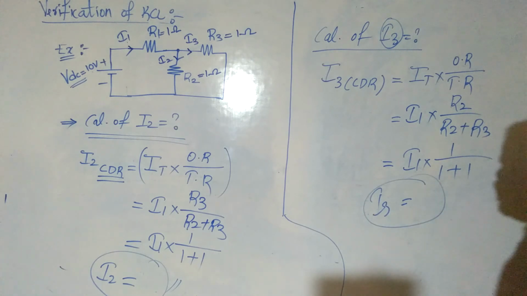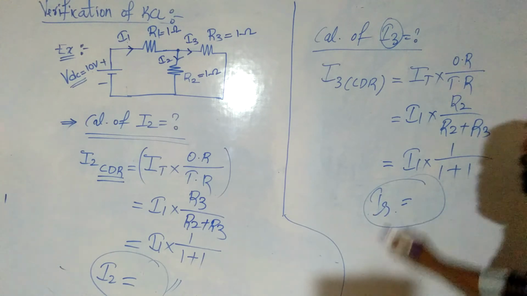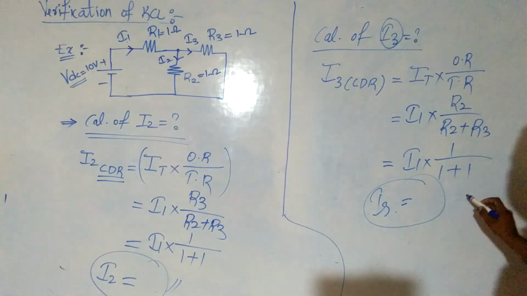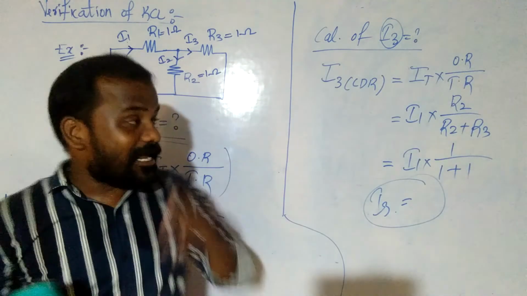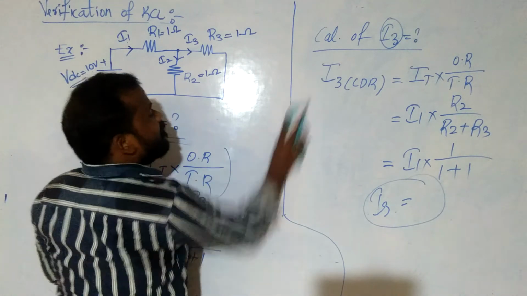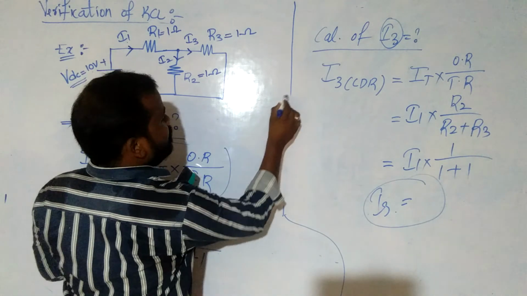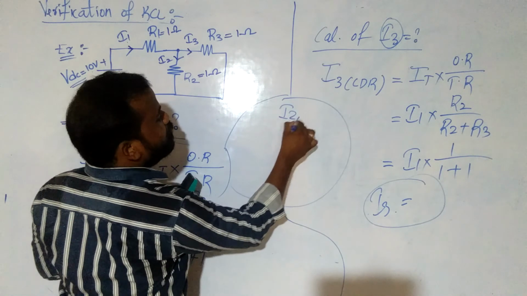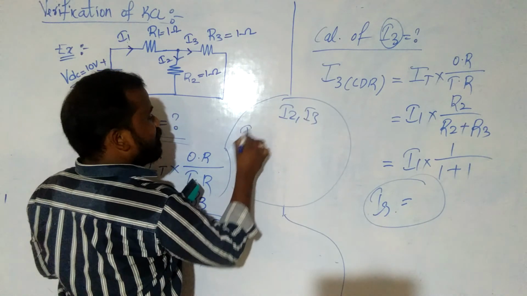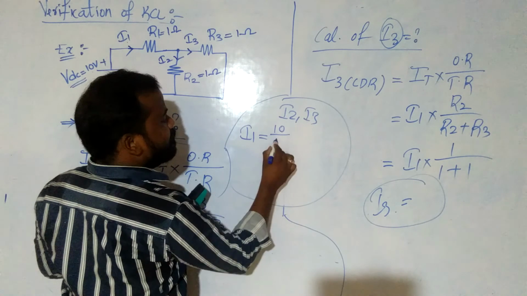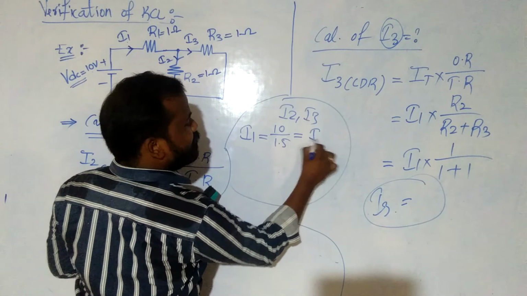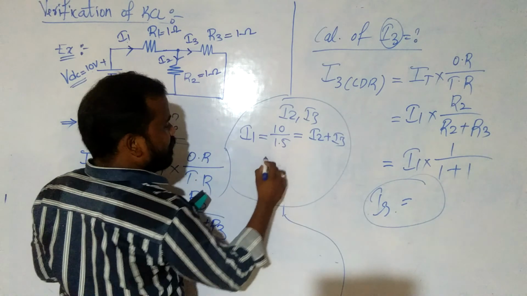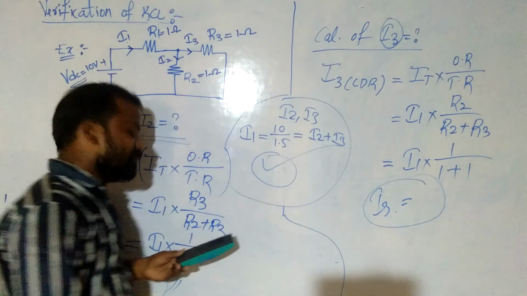This will give the value of I3. Now if we add I3 and I2, you will get a current that must be equal to I1. So like this we find the values of I2 and I3. Now I1, whatever the value, 10 divided by 1.5, is equal to the addition of I2 and I3. Clear? So like this we verify Kirchhoff's current law.